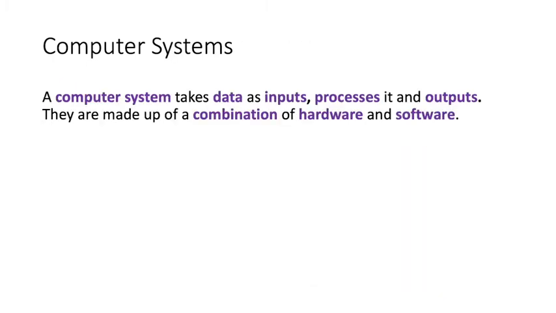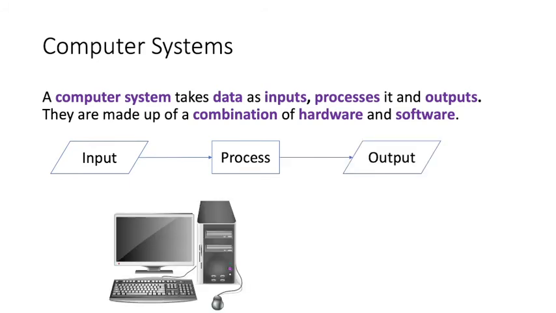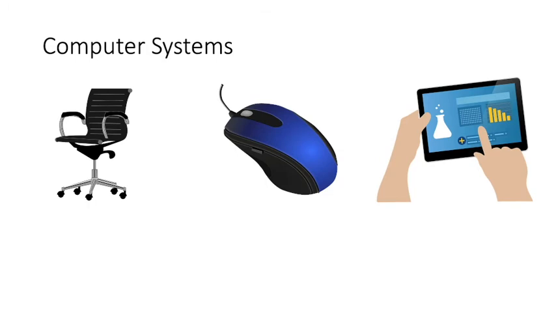So let's summarize our definition. A computer system takes data as inputs, it processes it, and produces outputs. They are made up of a combination of hardware and software. So, can you identify which is a computer system?